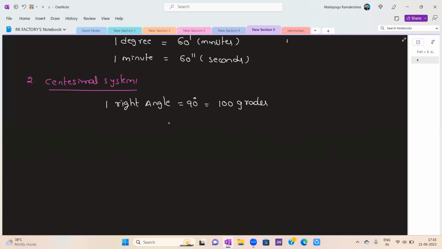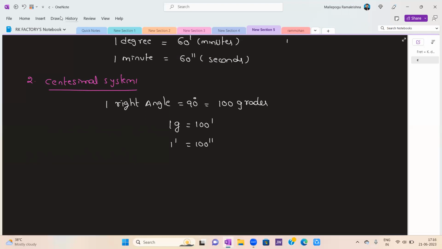So 1 grade equals 100 minutes. Again, 1 minute equals 100 seconds, represented with double dashes. That is the centesimal system.